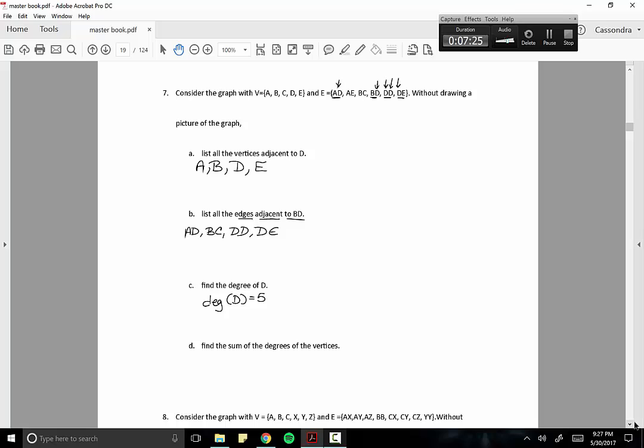Okay, so the sum of the degrees of all the vertices. Let's find out what the degree of A is. Remember, keep in mind that there are 6 edges here. The degree of A is 2. The degree of B is 2. The degree of C is 1, because it only shows up once. We know that the degree of D is 5. The degree of E is 2.